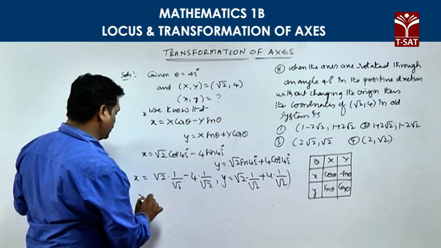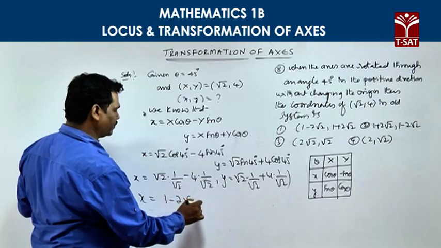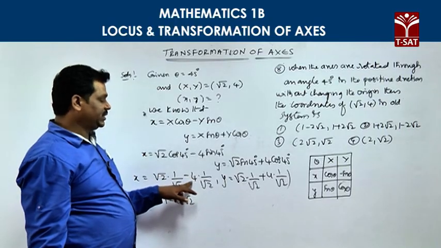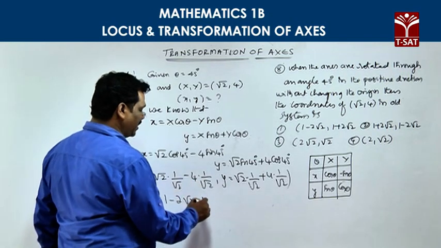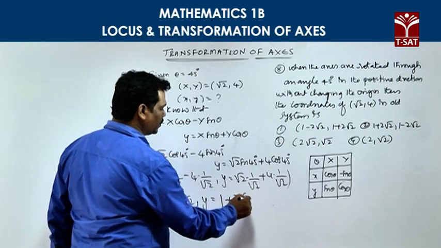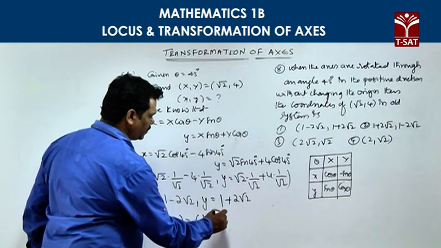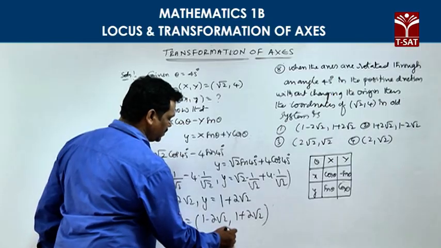So here x is equal to 1 minus 2 root 2, since 4 can be written as root 2 into root 2 into... 2 into 2, the root 2 cancels, giving 2 root 2. So here y is equal to, here also root 2 cancels, 1 plus 2 root 2. So here (x, y) is equal to (1 minus 2 root 2, 1 plus 2 root 2). So your answer is 1.